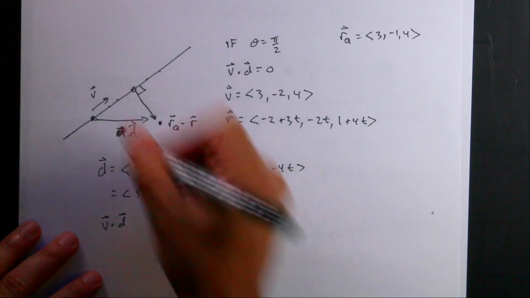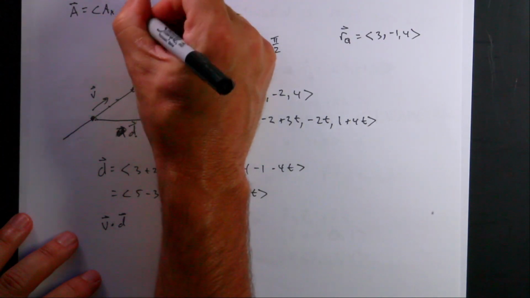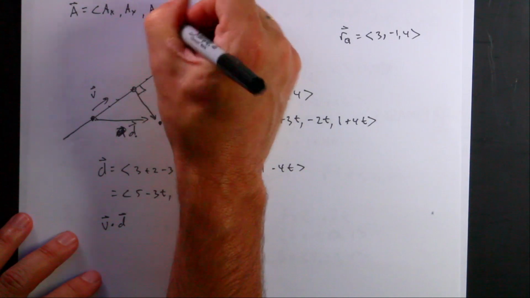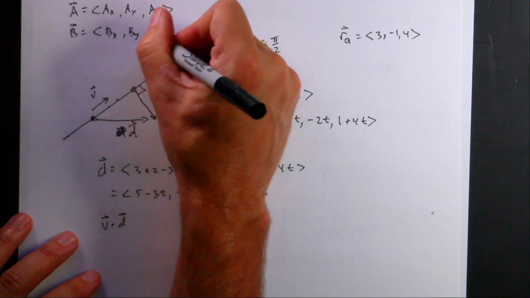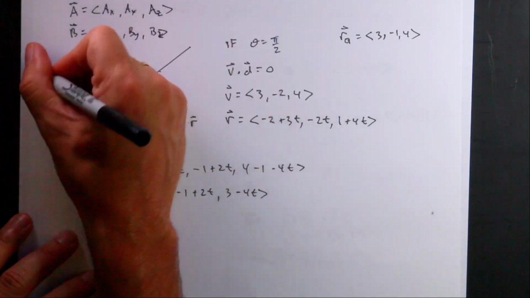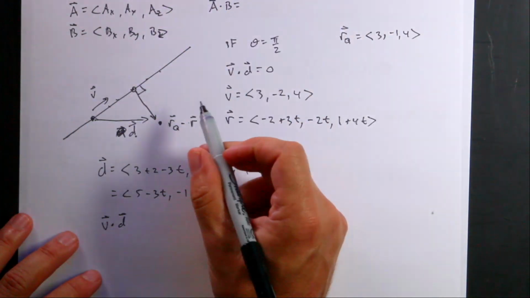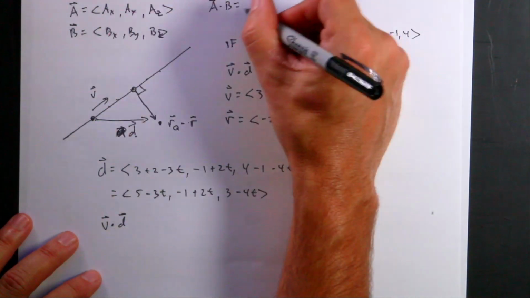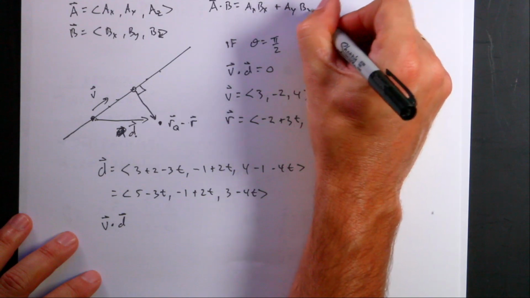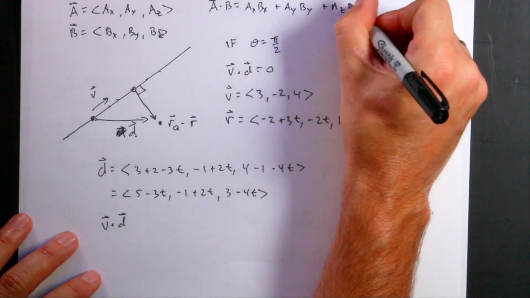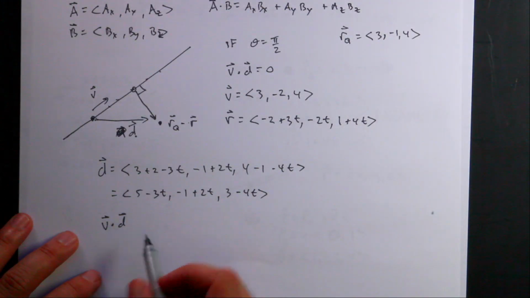So if you remember, if I have two vectors, a equals ax, ay, az, and b equals bx, by, bz, then a dot b is just a sum of the product of their components. So this would be ax bx plus ay by plus az bz. So in this case, I just need to multiply the components together and add them all up.